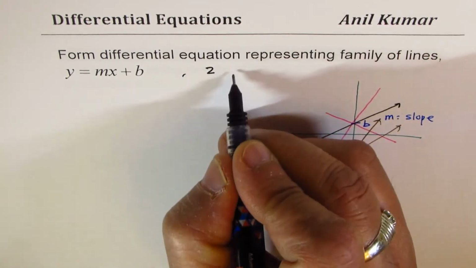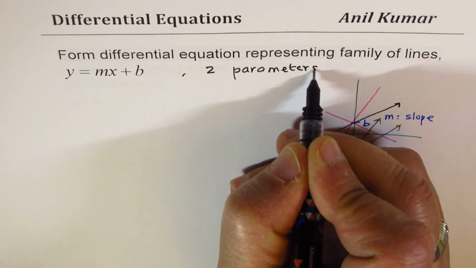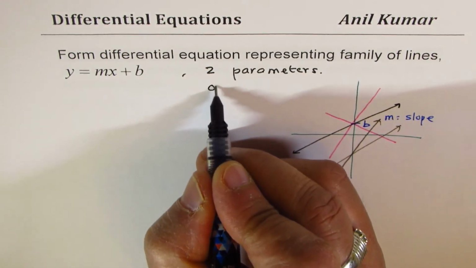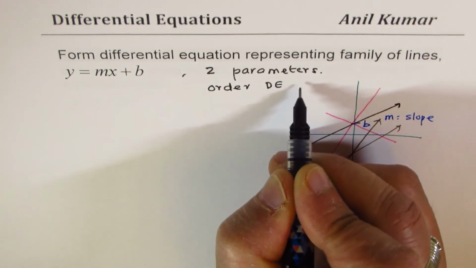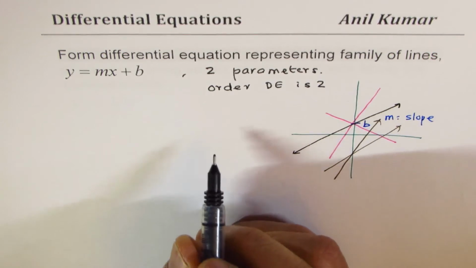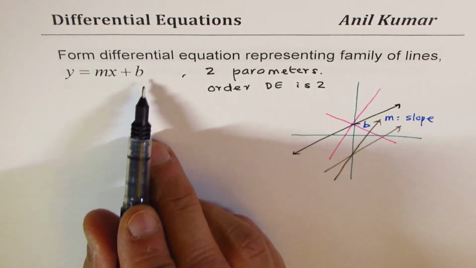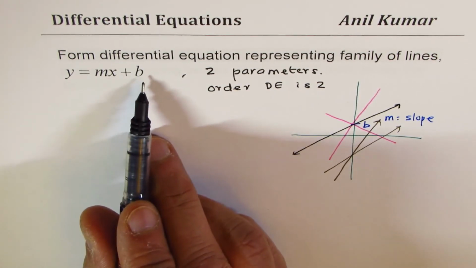Now let's revise here. We have two parameters. So that means the order of the differential equation is 2, right? So let's differentiate this equation twice and in the process eliminate both these arbitrary constants, right?